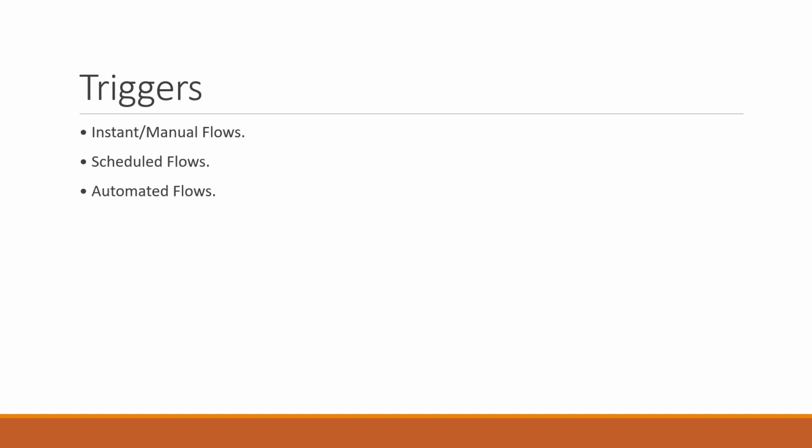Here are the types of triggers: first, instant or manual flows. Second is scheduled flows. Third one is automated flows. We will see them one by one.